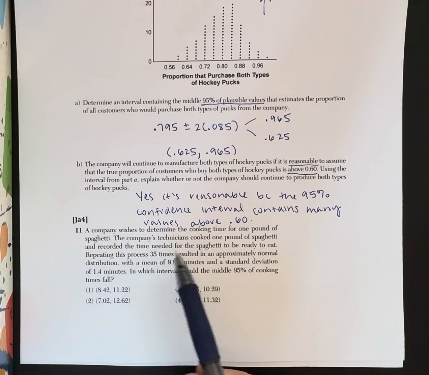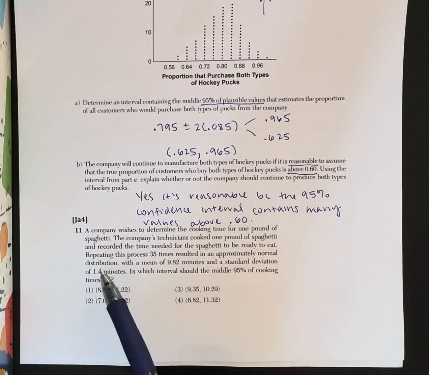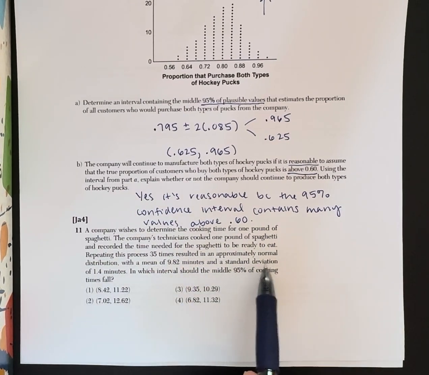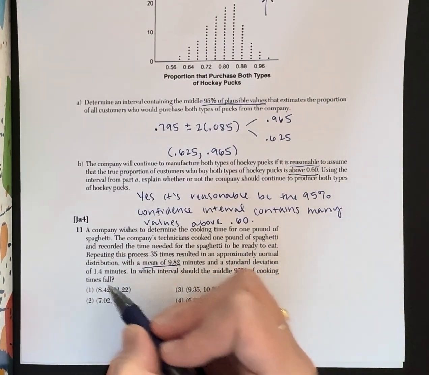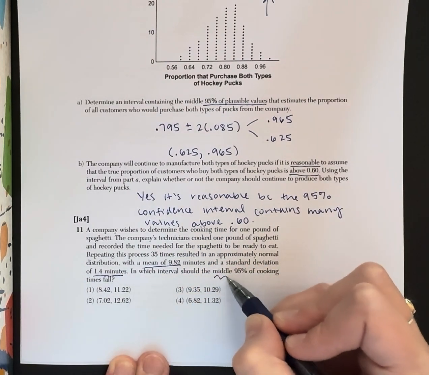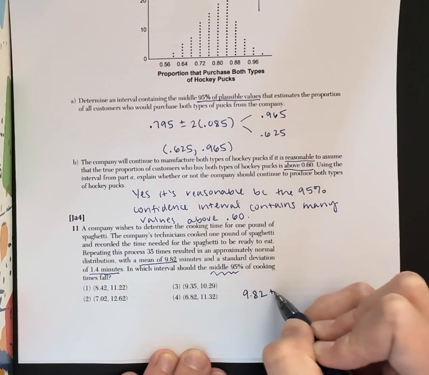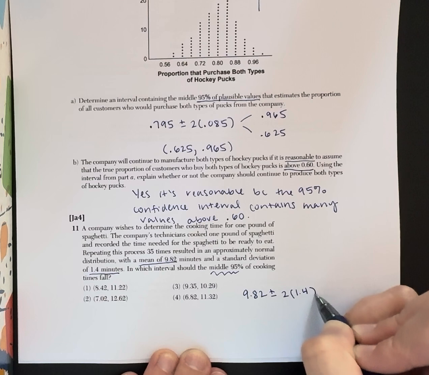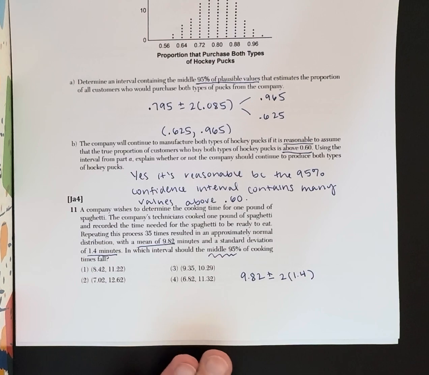Number 11 says a company wishes to determine the cooking time for 1 pound of spaghetti. The company's technicians cooked 1 pound of spaghetti and recorded the time needed for the spaghetti to be ready to eat. Repeating this process 35 times resulted in an approximately normal distribution with a mean of 9.82, standard deviation of 1.4. In which interval should the middle 95% of cooking times fall? So mean is 9.82 plus or minus 2 of the 1.4s. I'm just making sure these are all minutes, not weird minutes and then seconds. So 9.82 plus 2 of the 1.4s.